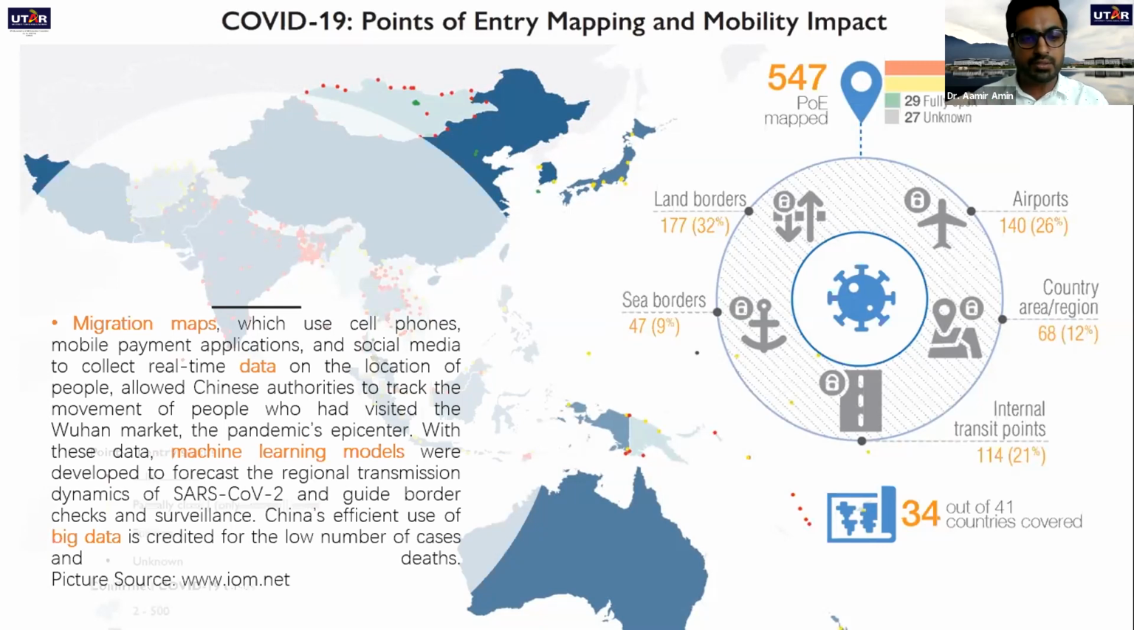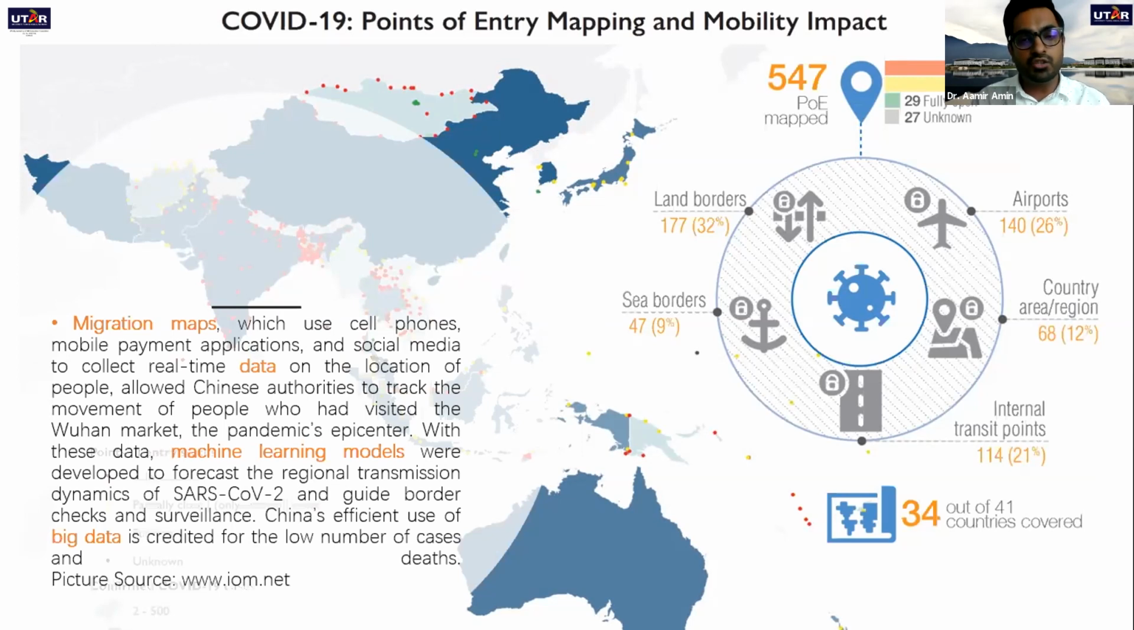So for example, these migration maps, what they do is that they collect data from cell phones, mobile payment applications, and social media to collect real-time data on the location of people. Now, why were they able to do that? Because back in 2004, they faced a similar coronavirus, which was SARS, actually. So they faced it, and somehow they were ready to face another pandemic.